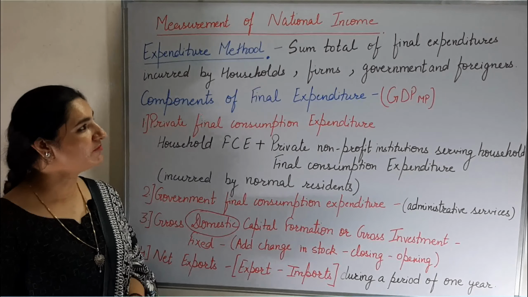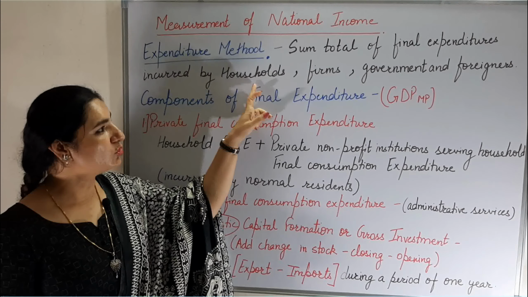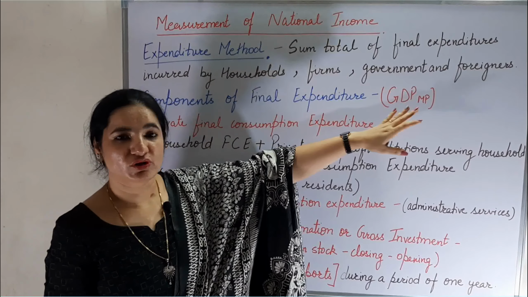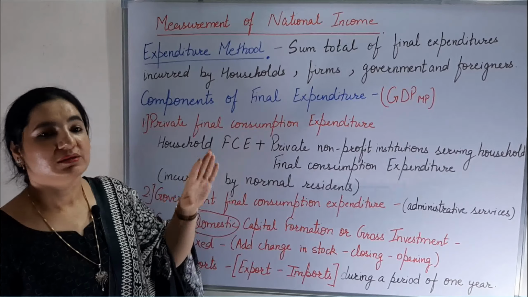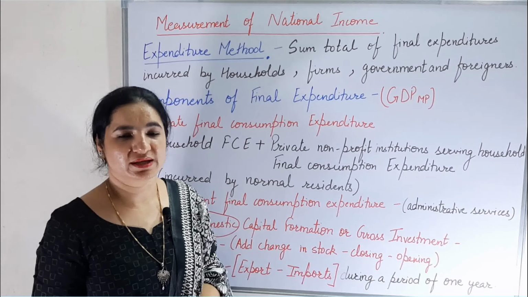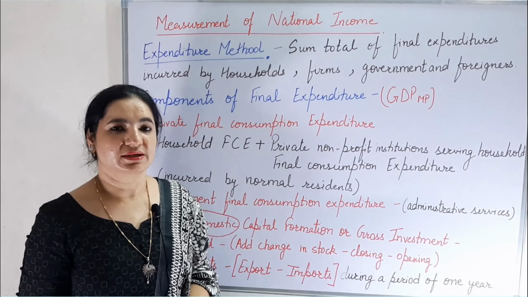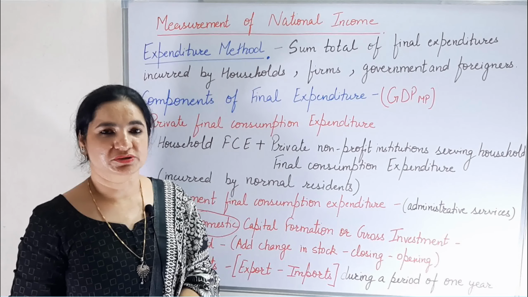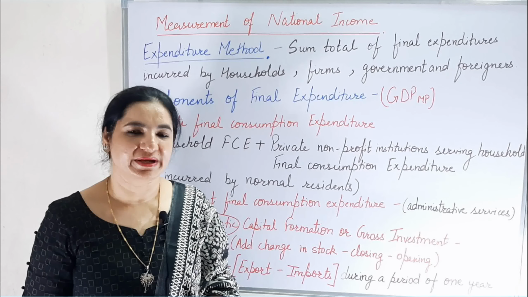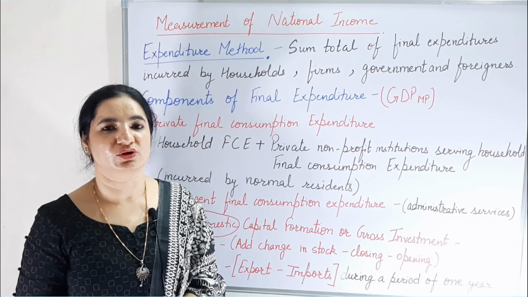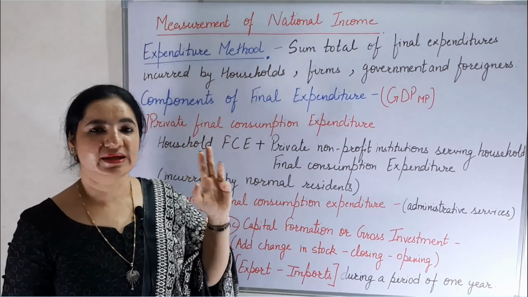So in expenditure method we need to sum total the final expenditure made by household, firms, government and foreigners. These four bits are included because it is actually the combination of all the sectors working in the economy. We can also say the factor income which is earned by all the factors of production in the country are to be summed up. This income, when expended, considering that there is no saving at all, will be equal to the expenditure method, or we can say the national income.